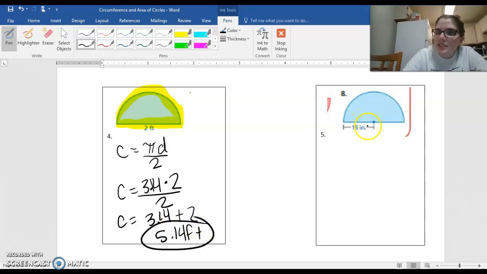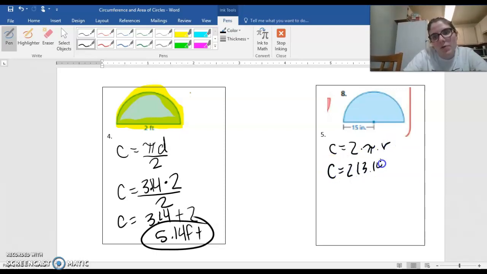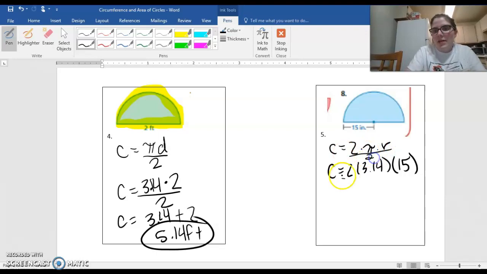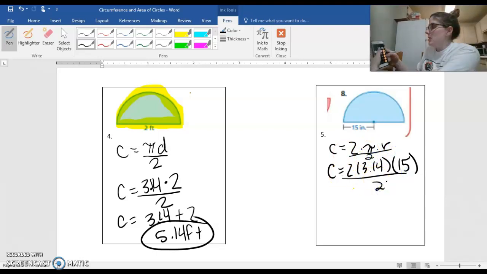For this next one, they're giving us just the radius. So I'm going to use circumference equals 2 times pi times r. So the circumference equals 2 times 3.14 times the radius, which is 15. And then remember, we're going to divide that all by 2 since it's a semicircle. So I'm going to have 2 times 3.14 times 15 divided by 2. It's going to give me 47.1.